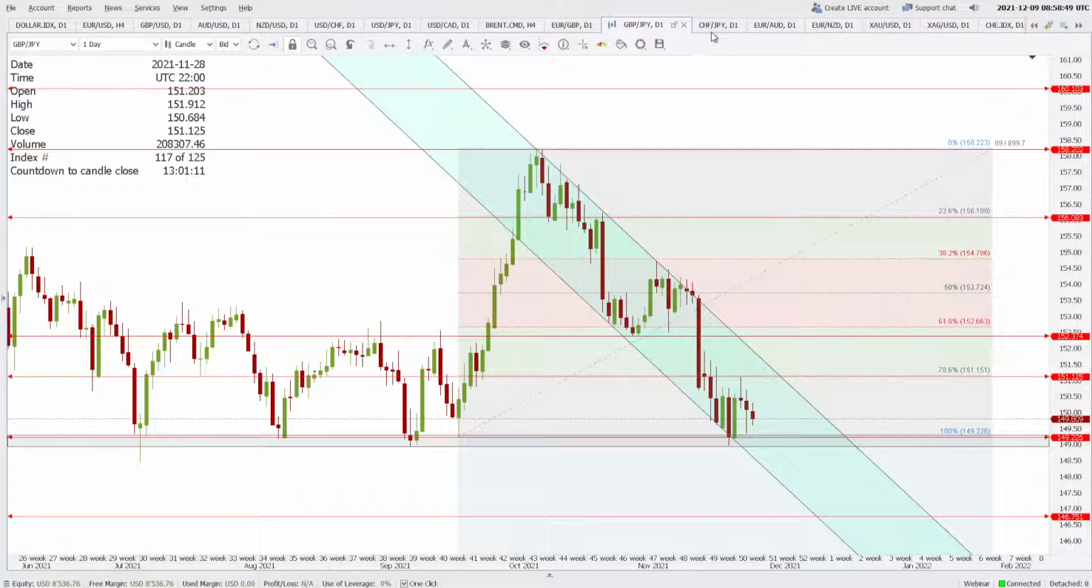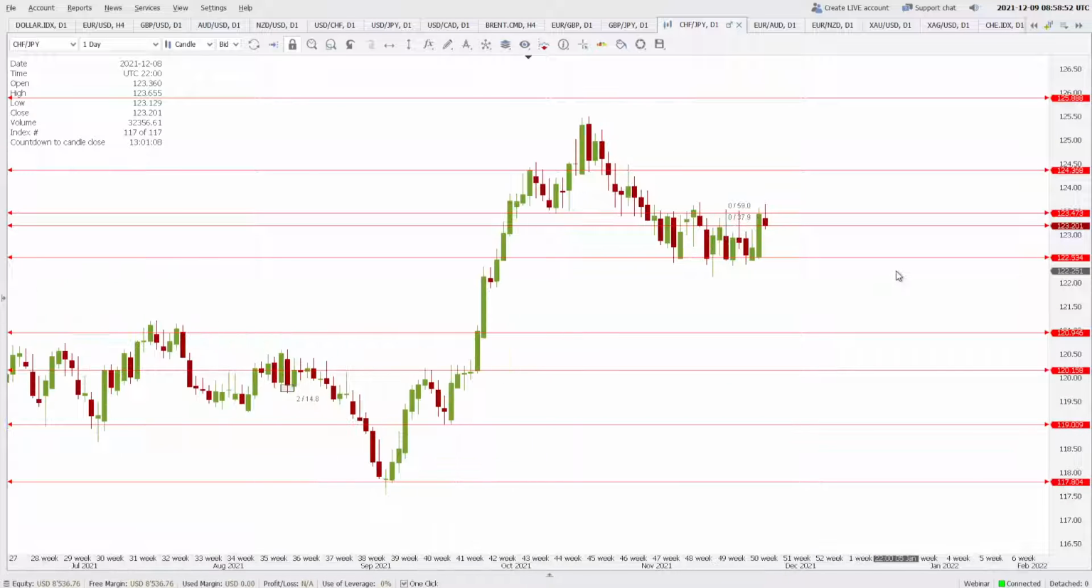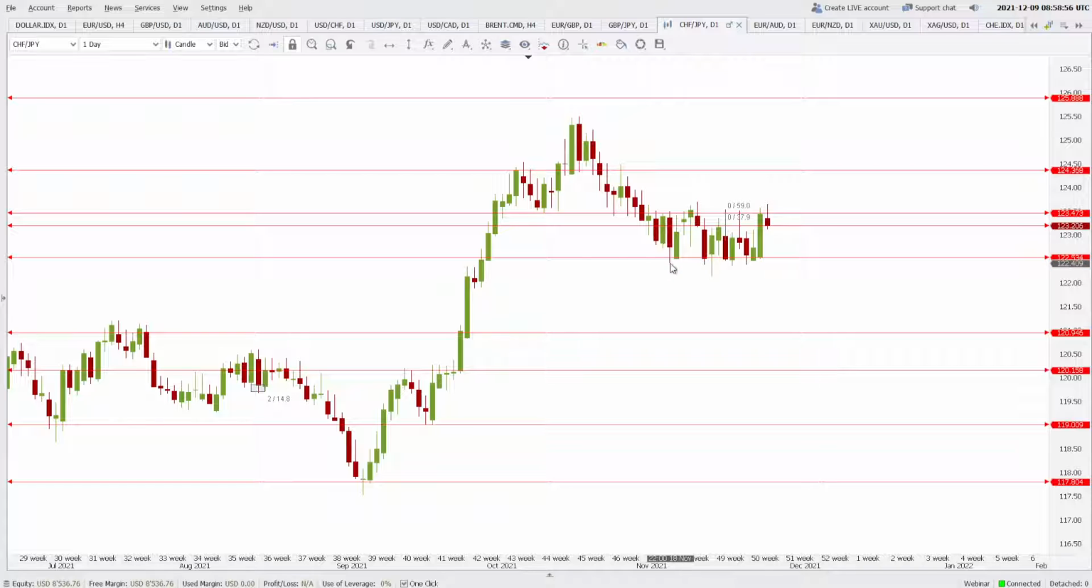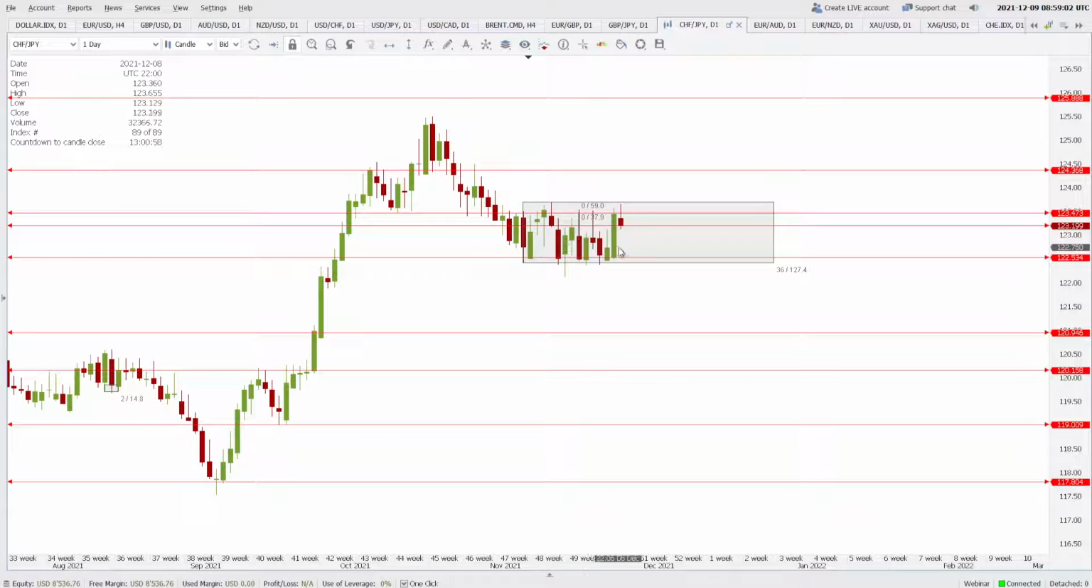151.12. Talking about CHFJPY, a rectangle formation here, it's actually a very good consolidation pattern. If you consider this is the pattern that the price is making, until it breaks out of this rectangle, I think we cannot be sure which direction the price is going. But if you consider my horizontal marks, the next support is at 122.53, and resistance is at 123.47 in this market.